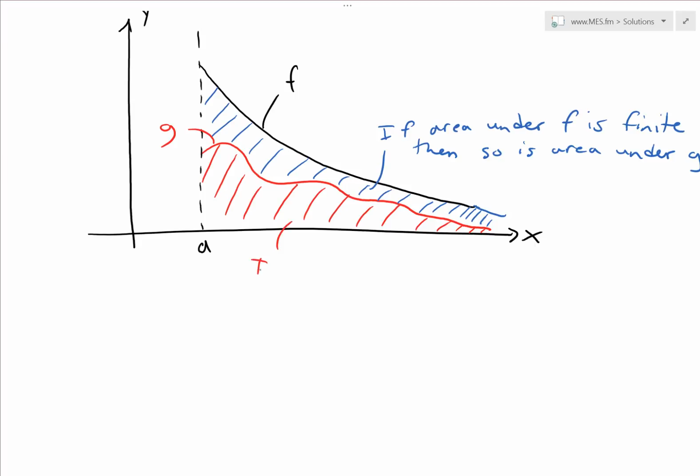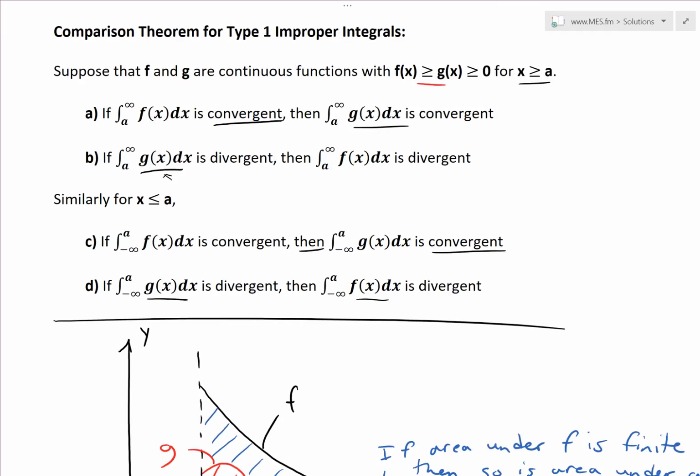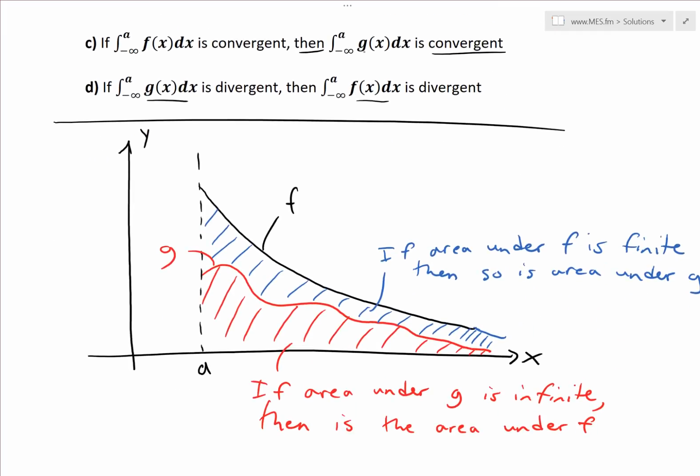But likewise, if this area right here is infinite, let's say the area under g is infinite, then so is the area under f, because the area under f is greater than the area under g. So let's write, the area under f. So this is just a visual representation of these two, and then similarly you could draw these exact same things.